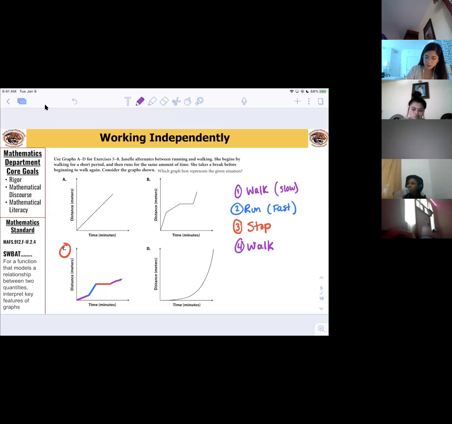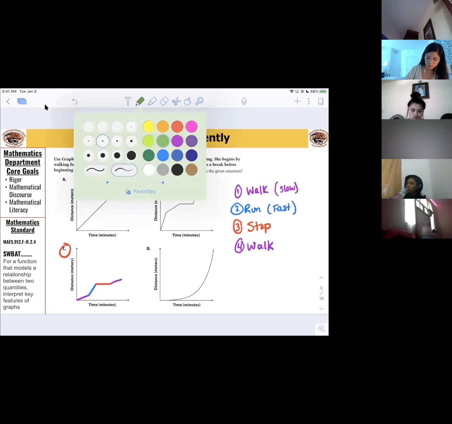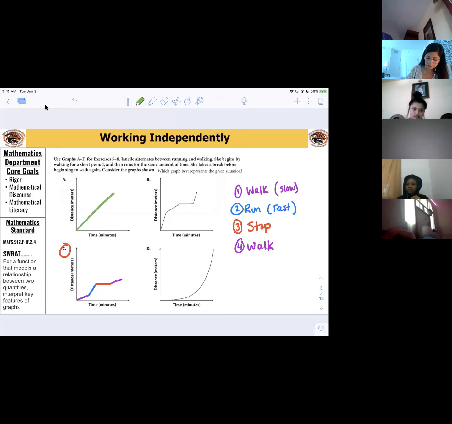What do we call a straight line like answer choice A? What would this be? What was that key word though? Constant. This one's constant. And then what was missing from answer choice D? The stopping. There was no stopping here. So that is why these were all incorrect.